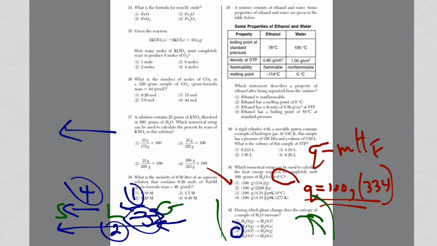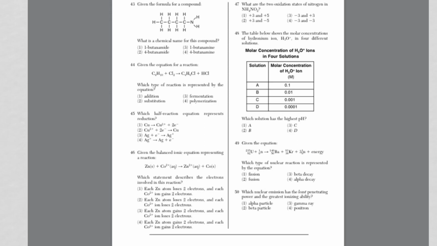And I think you would agree that it makes sense that the randomness or disorder is going to increase when I have a liquid and now the particles go into the gas phase. They're further spread apart, so again, there's more randomness or disorder. So the answer for 42 is 3. Alright, we're almost done with the 50. Let's take a look now at the next page.